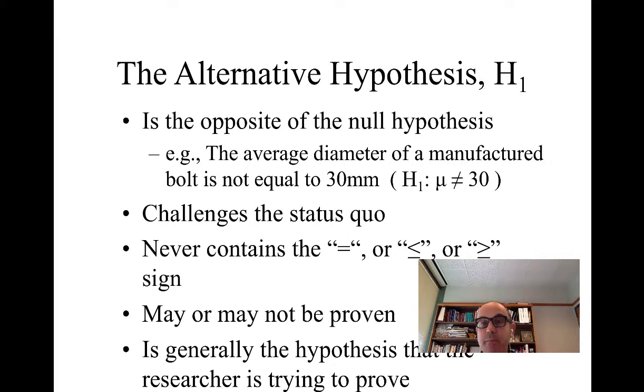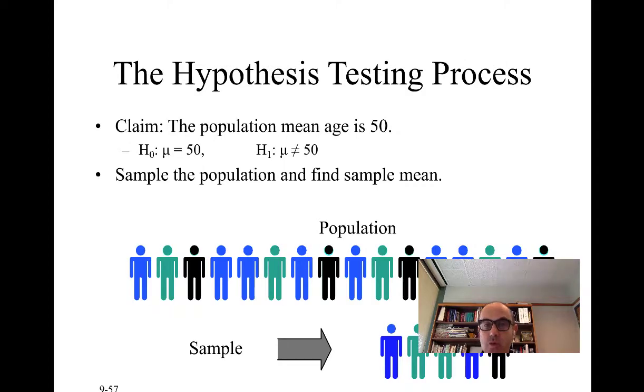The alternative hypothesis, which is marked by H1, is the opposite of the null hypothesis. The idea is that it challenges the status quo. It never contains an equal sign, only smaller or bigger. It may or may not be proven, and it is generally the hypothesis that the research is trying to prove. So this is what we are trying to prove as true.